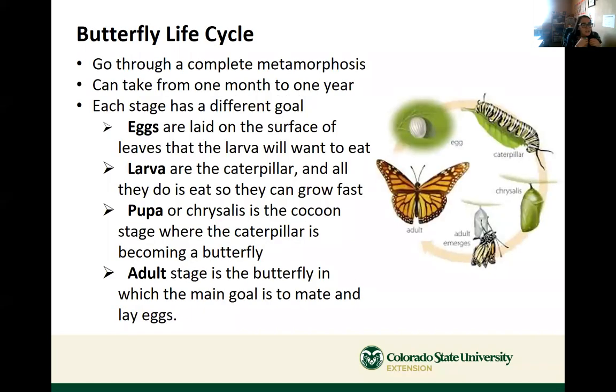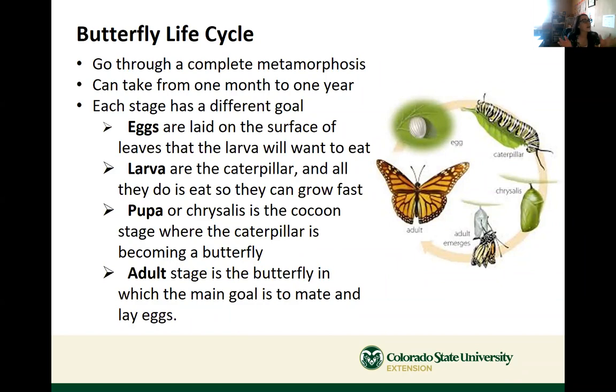Butterflies have such a fascinating life cycle. I mean, kids learn this from a very young age. It's just fascinating. They go through a complete metamorphosis. They completely change what they look like from a caterpillar to a butterfly. Metamorphosis can take anywhere from 1 month to 1 year, so it depends on the species. And each stage of their life cycle has a different goal.